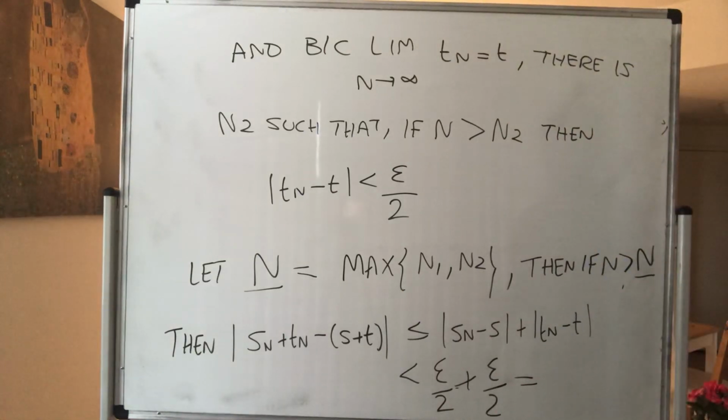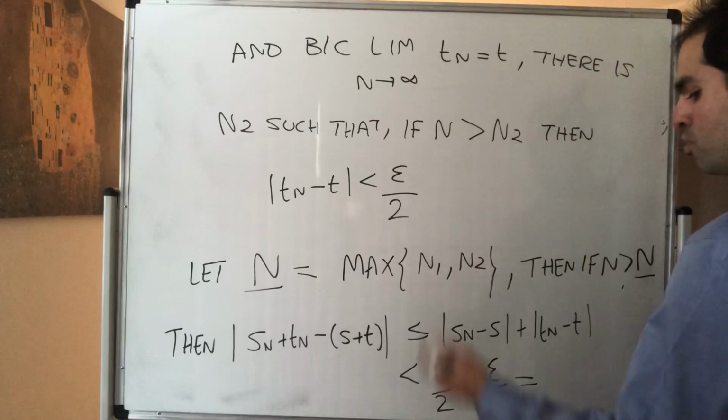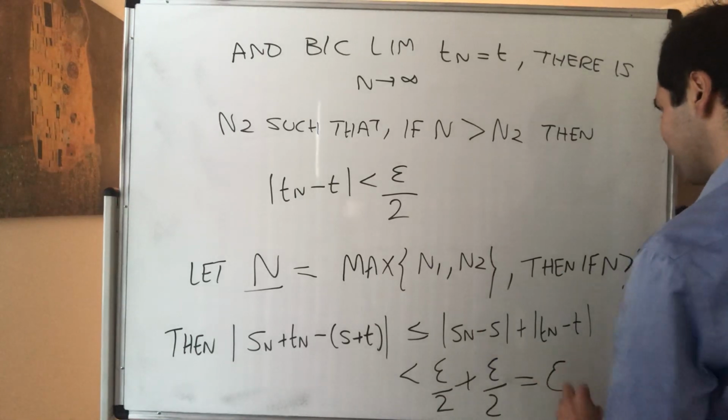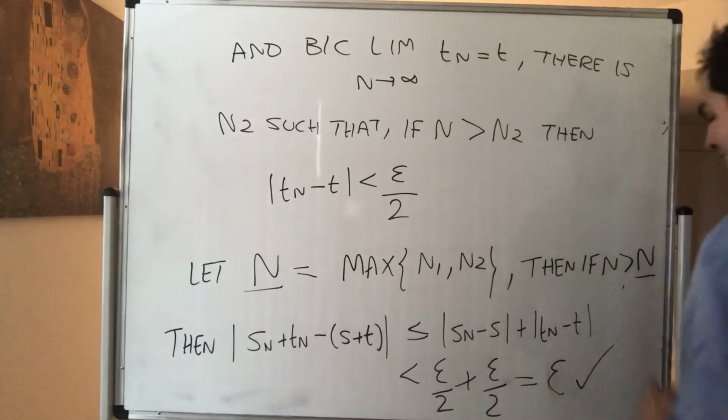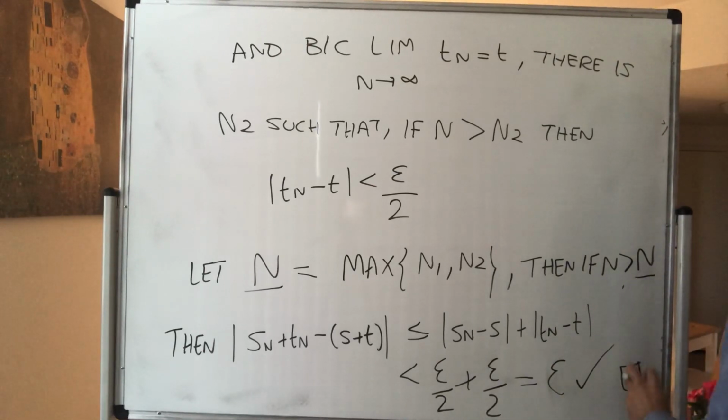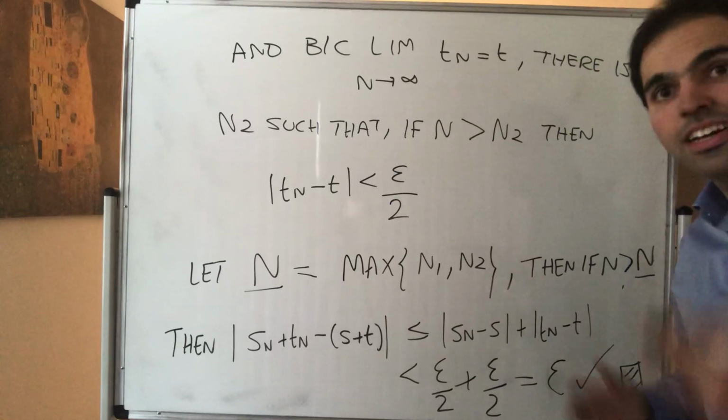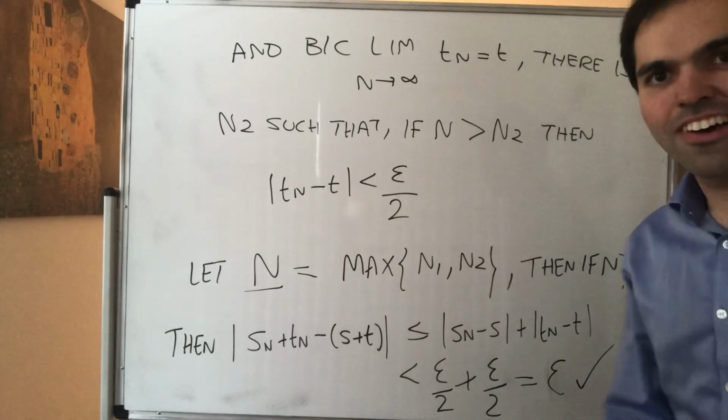And now look at the beautiful thing. Epsilon over 2 plus epsilon over 2 is just epsilon. Ta-da! And therefore we're done. We have that Sn plus Tn goes to S plus T. All right, thank you very much.